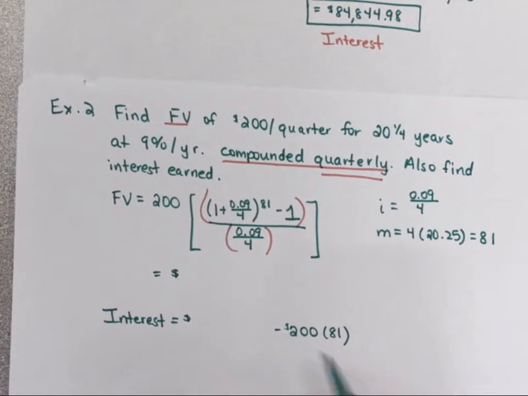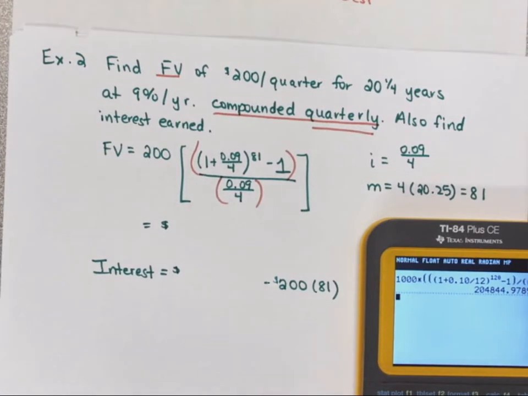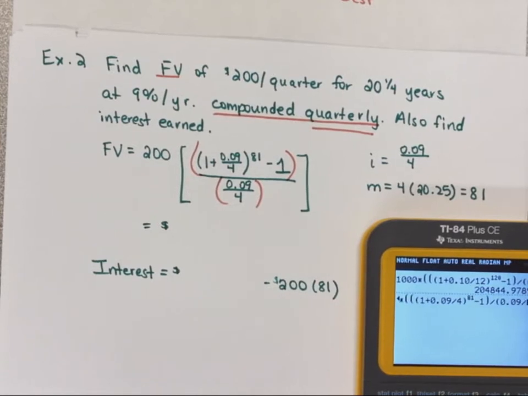So if you don't have a calculator with you, then before you start on the homework, you need to make sure that you go back and try maybe a couple of the homework questions and make sure you're getting the same answer as we are. So you would do 200 times bracket, parentheses, parentheses, right? 1 plus 0.09 over 4 raised to the 81st power minus 1, close the parentheses for the numerator, and then divided by 0.09 divided by 4, close the parentheses on the denominator, and then close the overall parentheses.